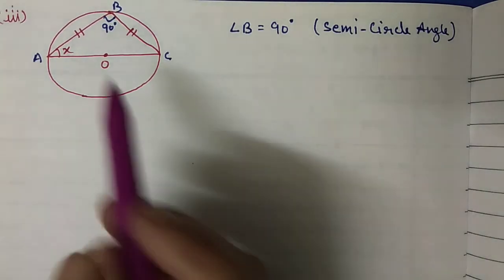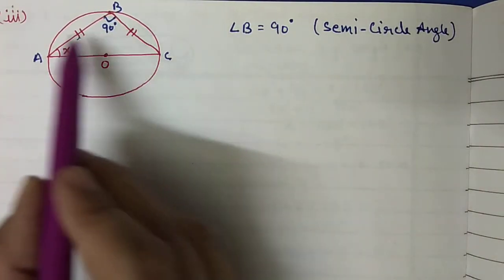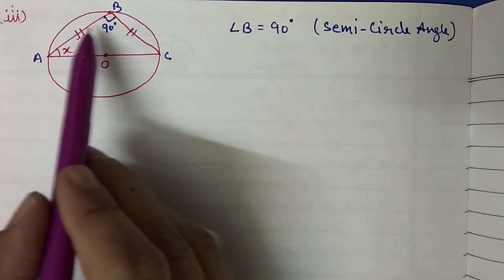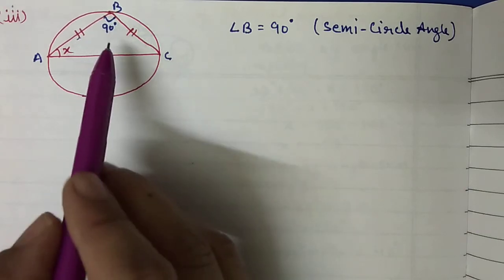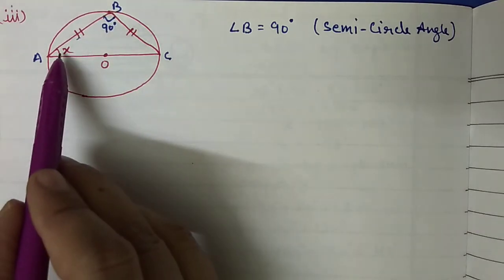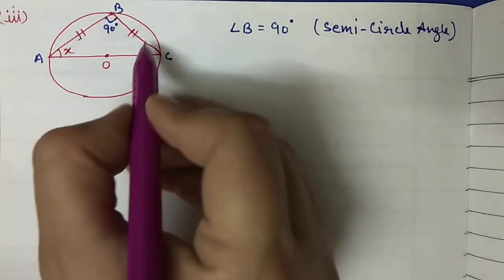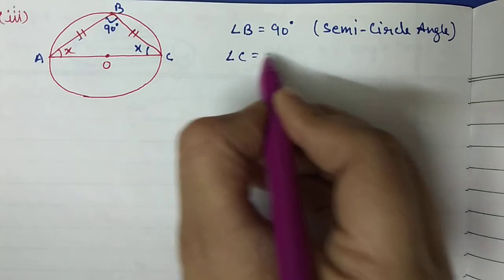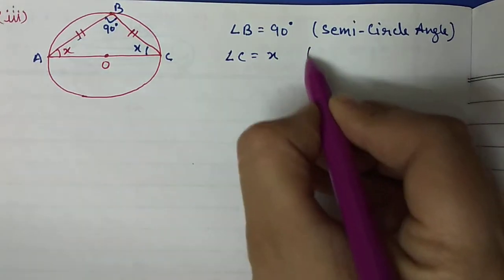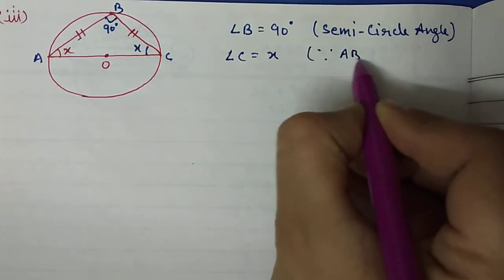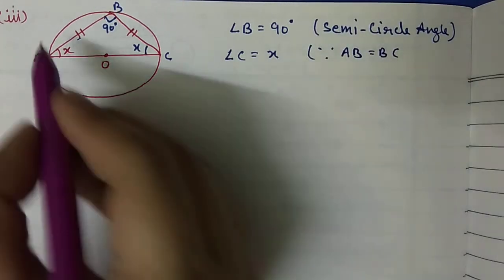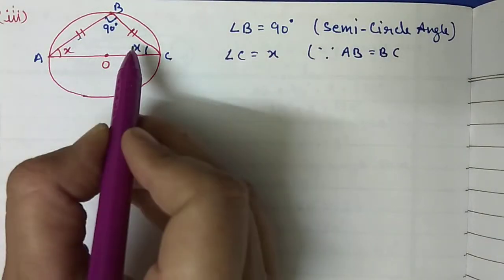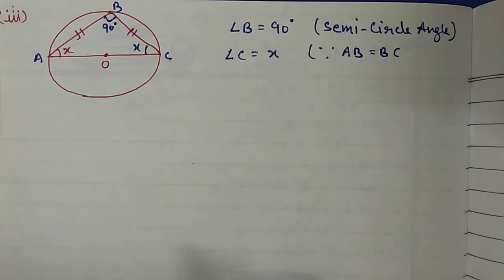After that, these two marks mean these two sides are equal. If these two sides are equal, it means their corresponding angles also will be equal. This angle is x, so this one also will be x. So we can write here angle C is equal to x because AB is equal to BC. These two sides are equal, so their corresponding angles will be the same.